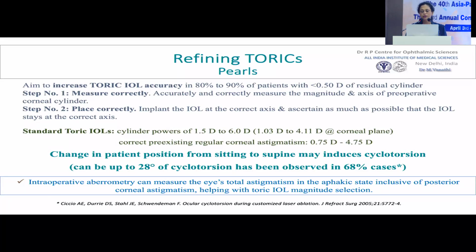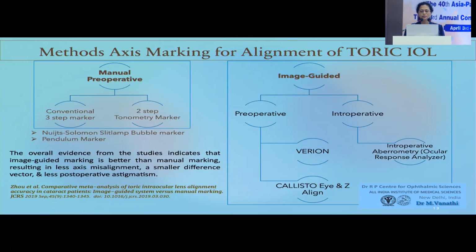Cyclotorsion, as I already told you, can be as high as close to 30 degrees, and patients over about 60 years of age can have a higher quantum of cyclotorsion. That's an aspect you need to look at, as it is going to alter the preciseness of your toric implantation. Hence you have devices which help you gauge the astigmatism intraoperatively, as well as image guided devices used preoperatively, to enhance your results in astigmatism estimation and translate it onto the patient irrespective of the position the patient is in.